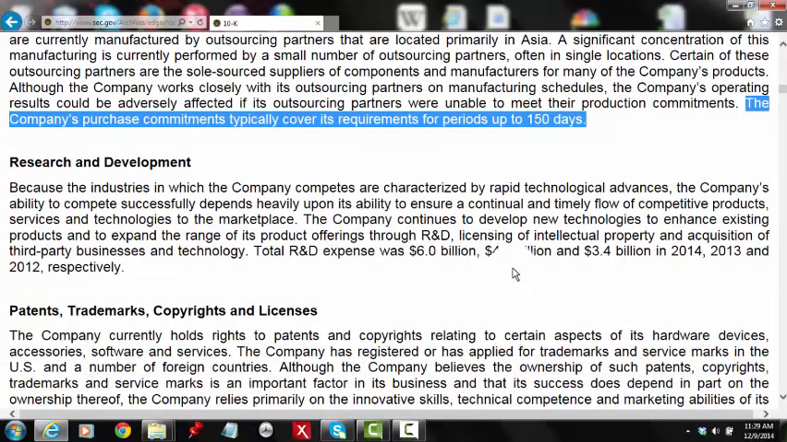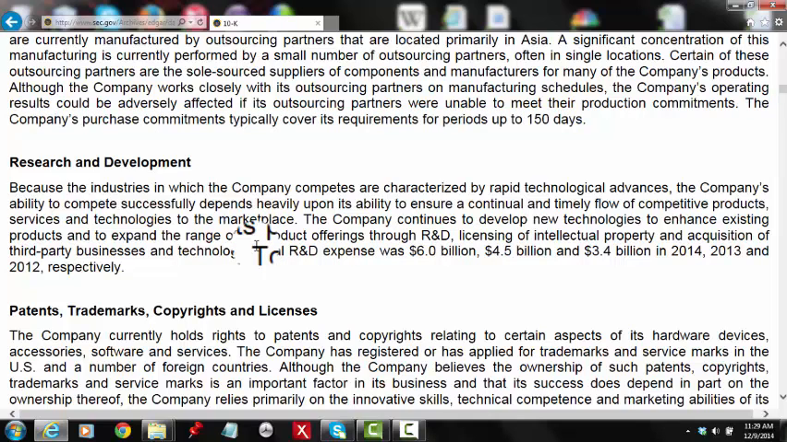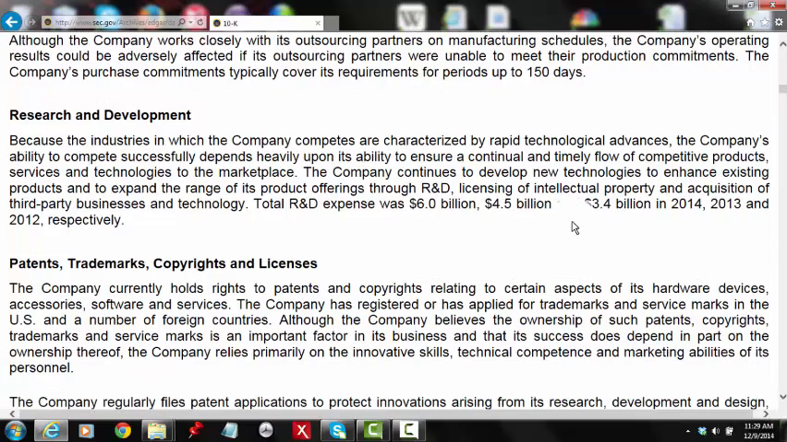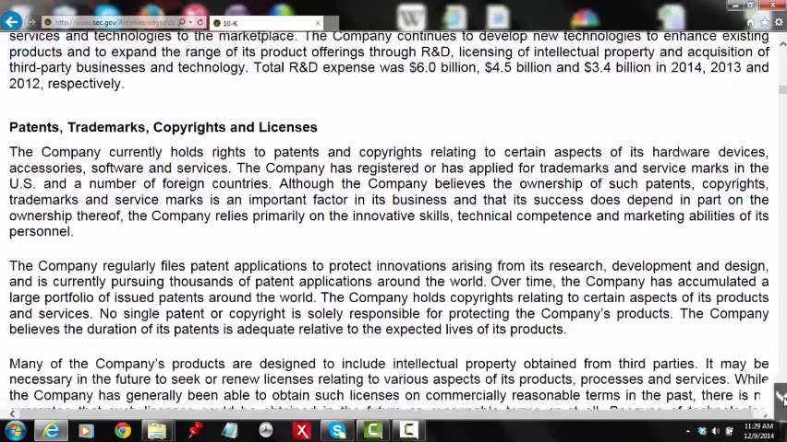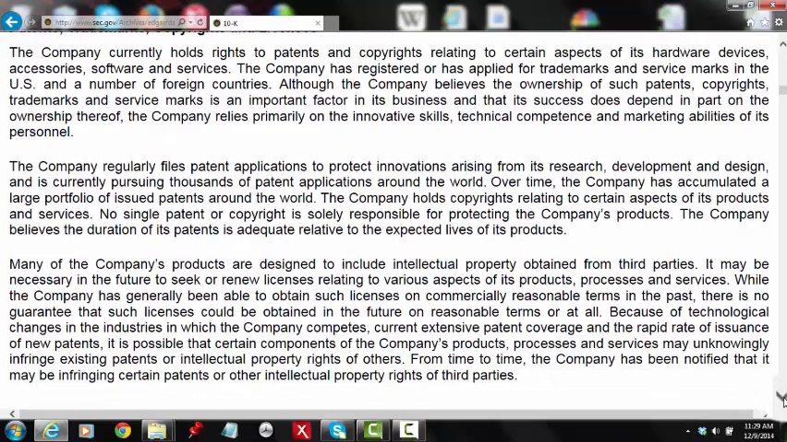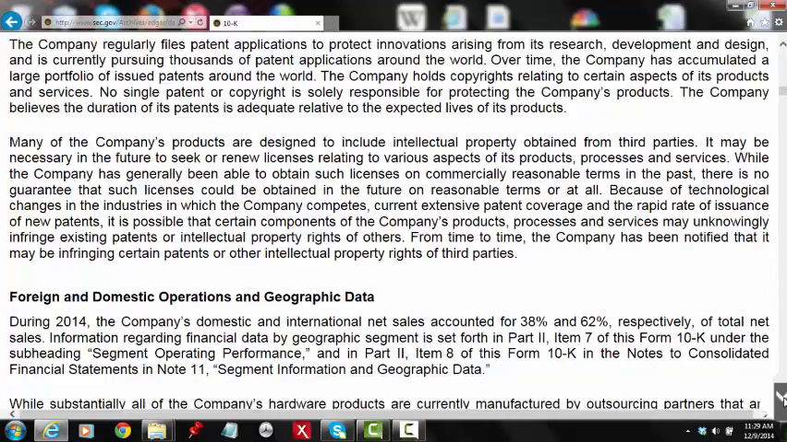The next big part is the research and development. Here, again, we will come down in the financials. Obviously, you'll see how much was the expense. And the total R&D expense was about $6 billion in 2014. Okay, and in 2013 it was 4.5, and then 2012 3.4. So then comes the patents and all those things, which obviously are very general.